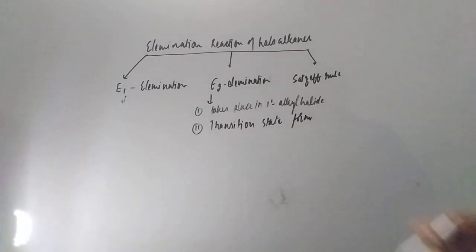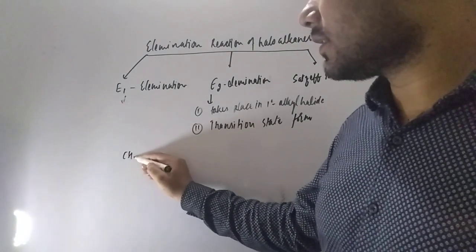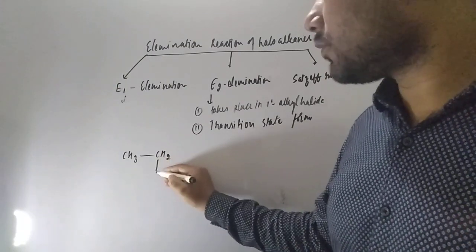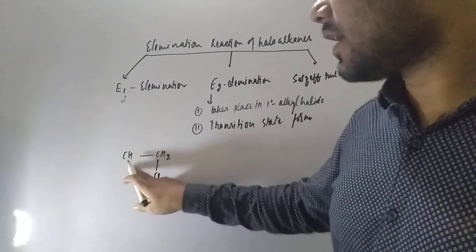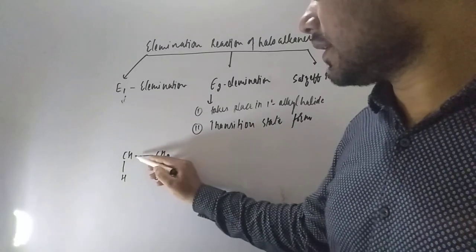So students, how will the reaction proceed in this case? Check it out. Suppose we have CH3 CH2, and here I am putting Cl, and this hydrogen I am breaking out, and here I am putting hydrogen.